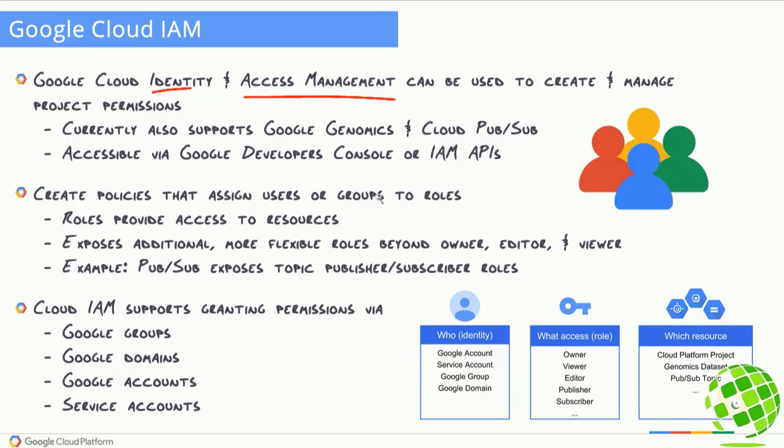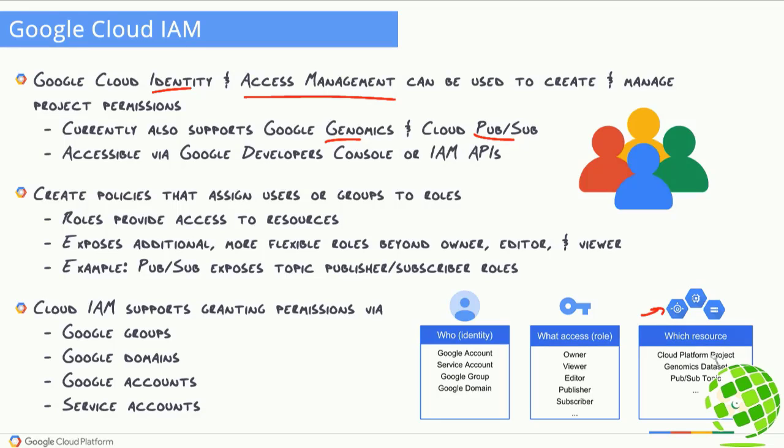Now, how it works is pretty straightforward. We've got resources out there. A resource could be a cloud platform project, a genomics data set, a Pub/Sub topic, a Compute Engine virtual machine, a Cloud Storage bucket, and so on and so forth, right? And right now, by the way, genomics, Pub/Sub, and projects are all general availability inside of the Cloud IAM world. Compute Engine, App Engine, Cloud Storage, and Cloud Logging are all currently in alpha, so they'll be coming out soon.